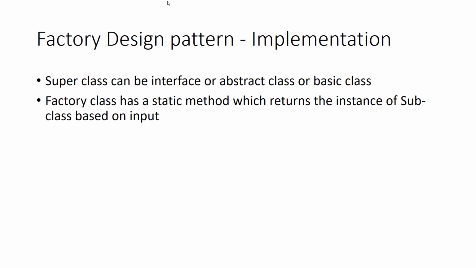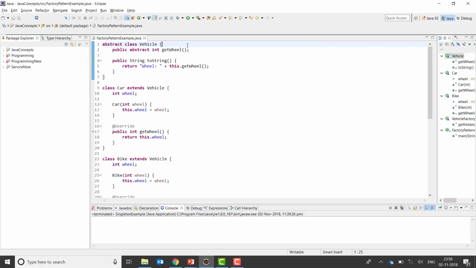We will have the superclass and some subclasses. The superclass can be an interface, an abstract class, or a basic Java class. The factory class will have a static method which will return the instance of the subclass based on the input. So I give an input and it returns the instance. Let me show you how it happens through code.